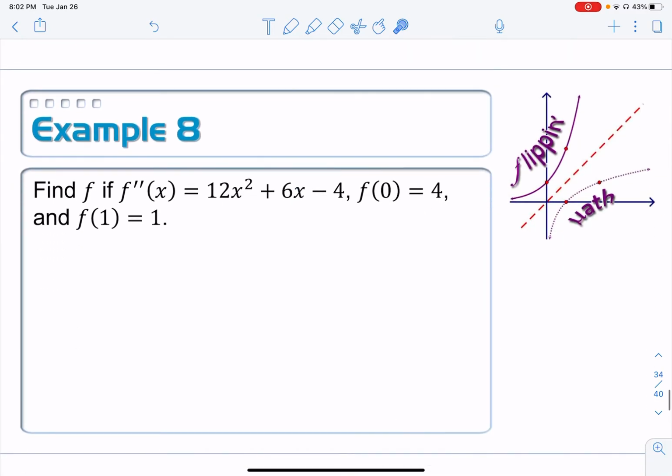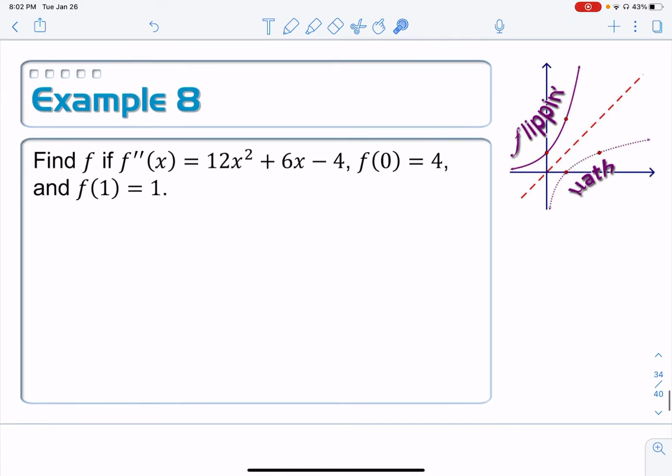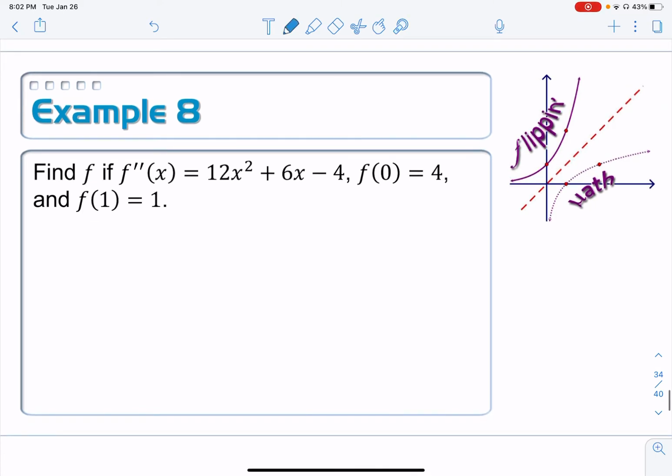Let's do another one. Oh, this one is a second derivative. Find f if f double prime of x is equal to 12x squared plus 6x minus 4. And notice it gives us two initial conditions, and it has to, because we're going to get a plus c when we work backwards from f double prime to find f prime, and then we'd get another one working backwards to find f. Okay, so we're going to take this in a whole bunch of different steps.